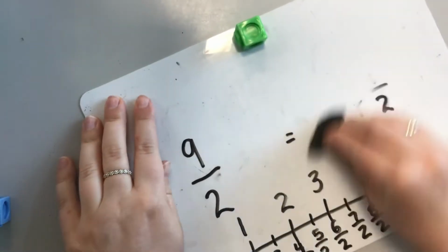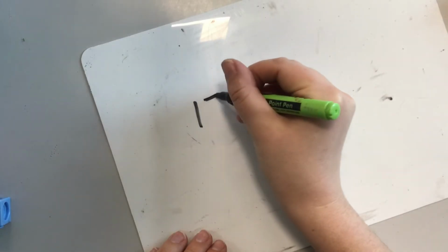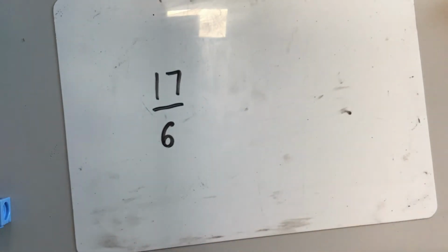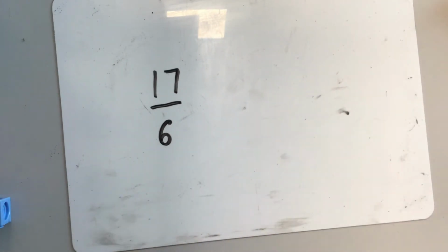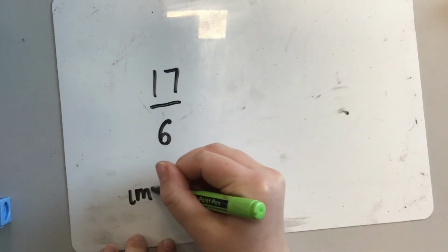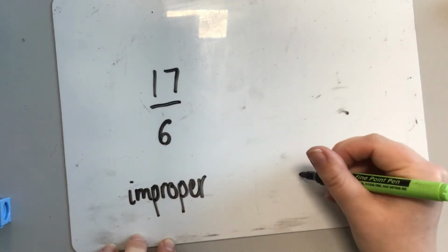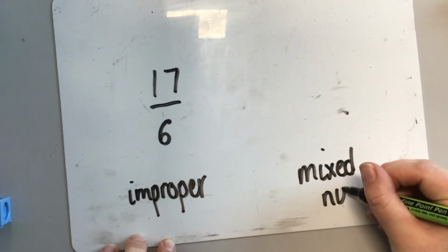Good. I'm going to give you some to do on your own. 17 sixths. I'd like you to pause the video and have a go on your own at working out 17 sixths as a mixed number. So this is the improper fraction, and then I want you to tell me the mixed number. Pause the video now and have a go.